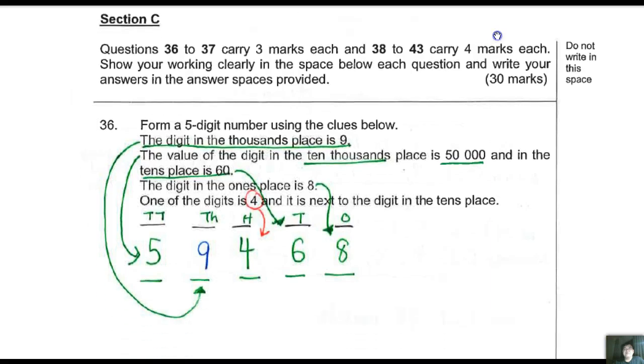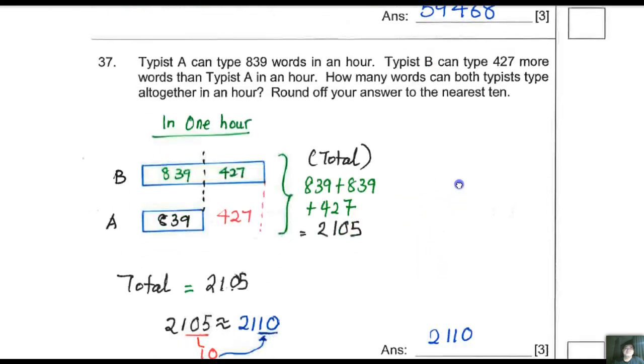Section C. Now this is straightforward, 3 marks, no statement needed, sometimes no calculation needed. You may pause this video here to understand all the arrows, how I place the numbers.